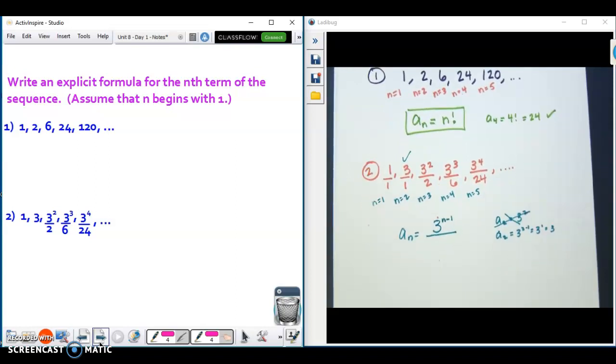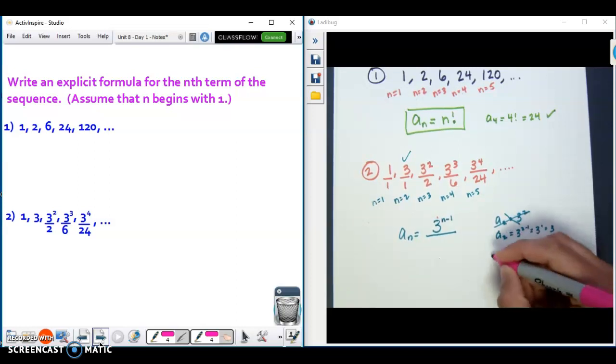So now we're going to take a look at the denominator. The denominator has our factorial pattern here. Okay, it has that 1, 2, 6, 24. But it has this extra one. So thinking about if I just did n factorial, I'm going to just write this up here.